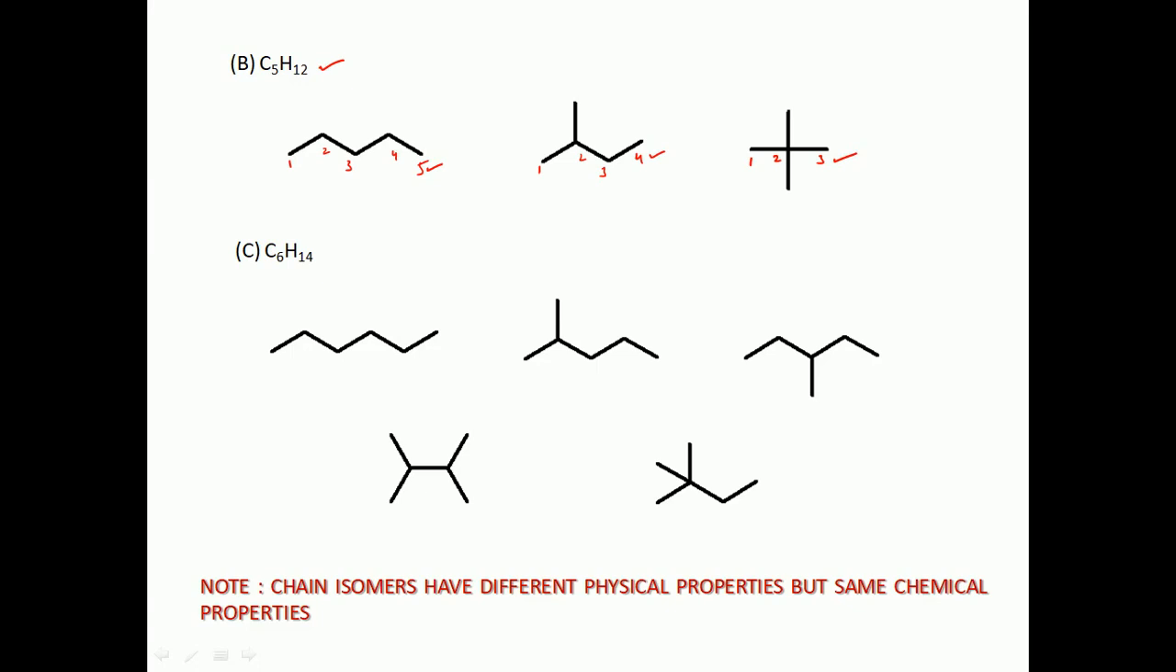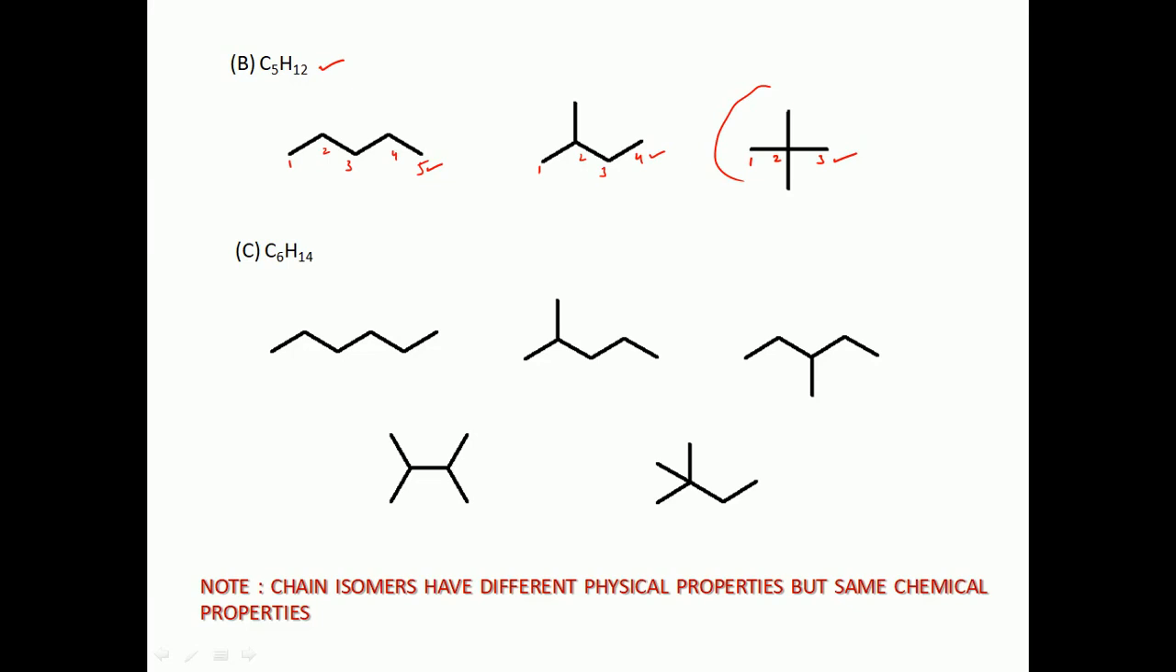So what is the name of the third structure? Third structure's common name is what? Neopentane, and its IUPAC name is 2,2-dimethyl-propane. Let's go to the next example of 6 carbon atoms. 6 carbon atoms and 14 hydrogens.